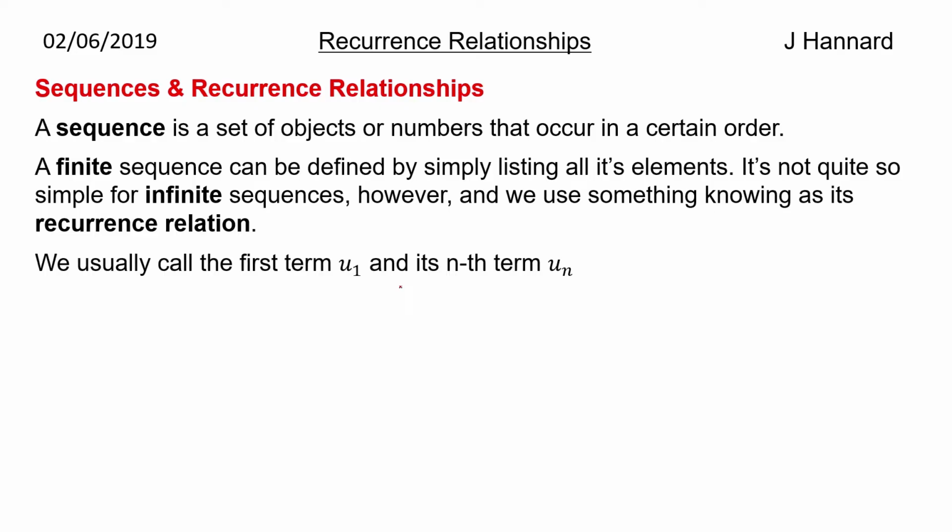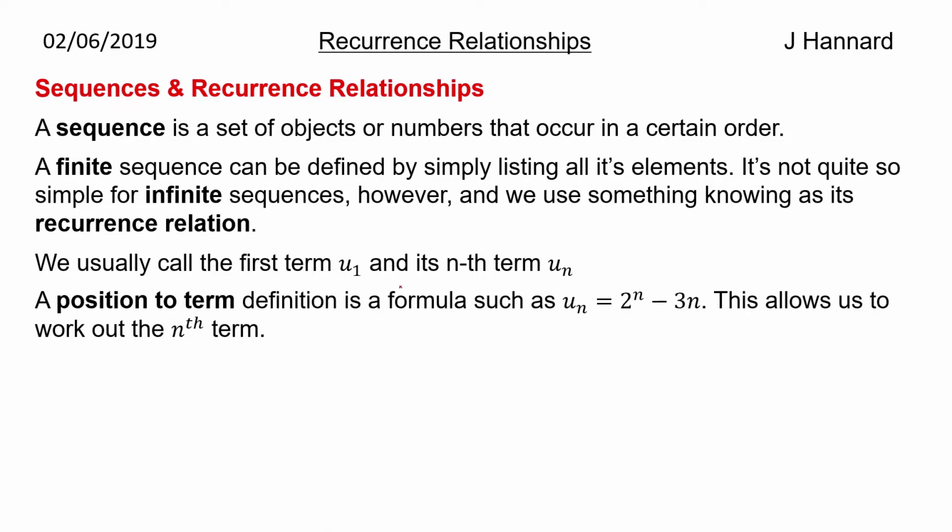So we usually call the first term u1 and its nth term un. A position-to-term definition is a formula such as un equals 2 to the n minus 3n. This allows us to work out the nth term. So if I want to work out what the fourth term of that sequence is, I would do 2 to the 4 minus 3 times 4. So 2 to the 4 is 16, minus 3 times 4, which is 12. So the fourth term is 4 in that question.